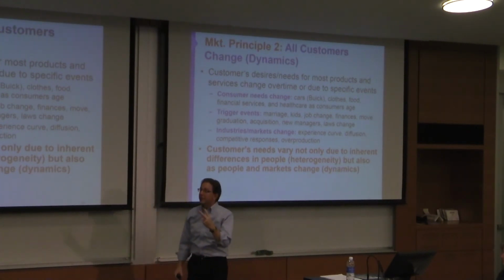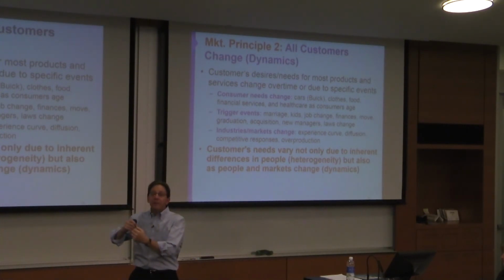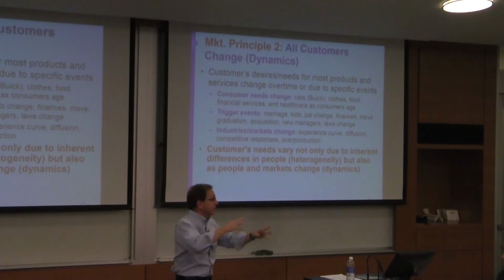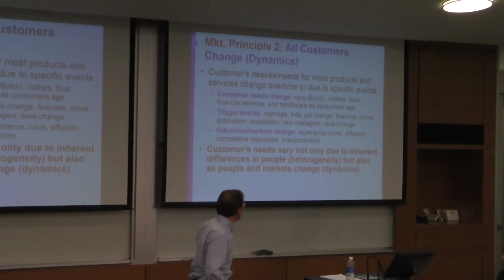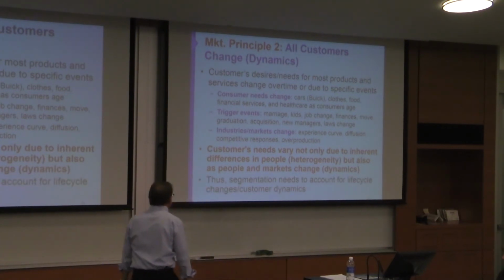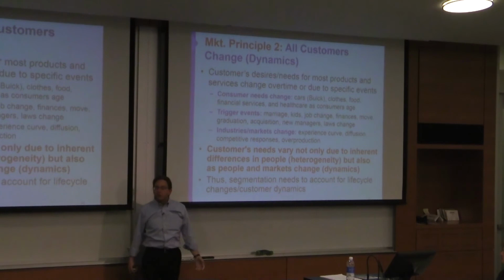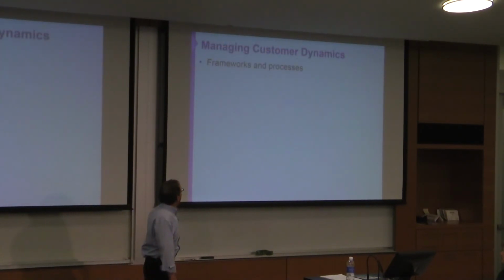So we have two things. As a marketer, this is a tough target. Every target is different, and they're all changing simultaneously in different directions. So we have to make sense of that. So this is what we're going to talk about, how to deal with dynamics. Segmentation needs to account for life cycle changes. So let's talk about how we can do that.